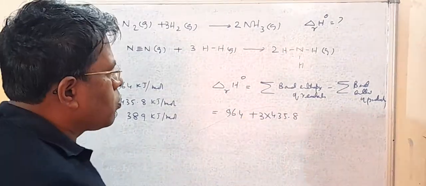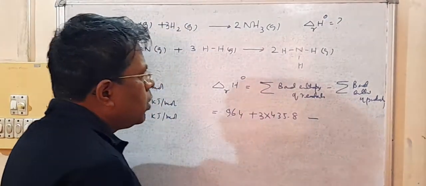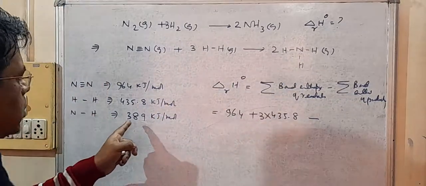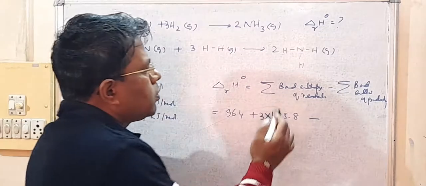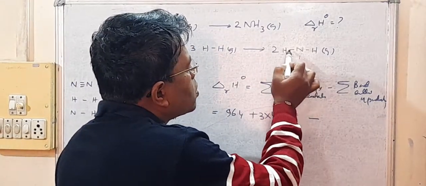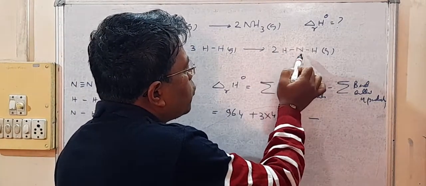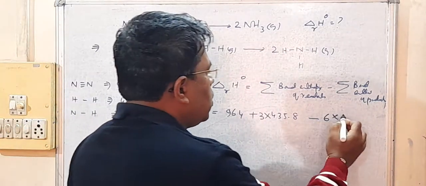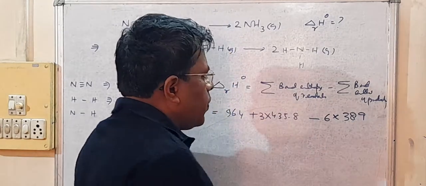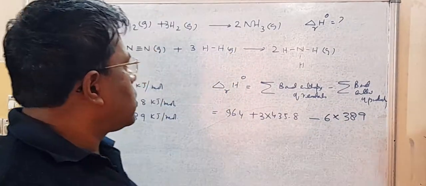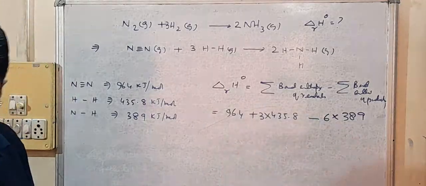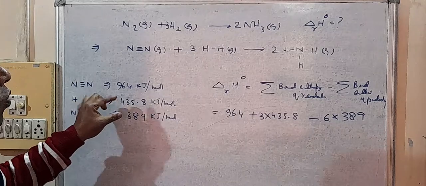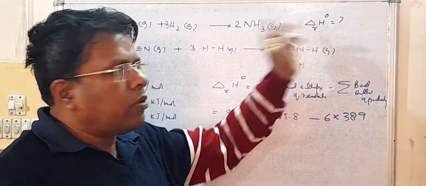Now coming to the products, the N-H bond energy is 389. So you see 3 bonds and then again 2 here, 3 into 2, 6. So it will be 6 into 389. So you simplify this and you get the answer. So in this way, using bond enthalpy values, we can find out the standard enthalpy of reaction.